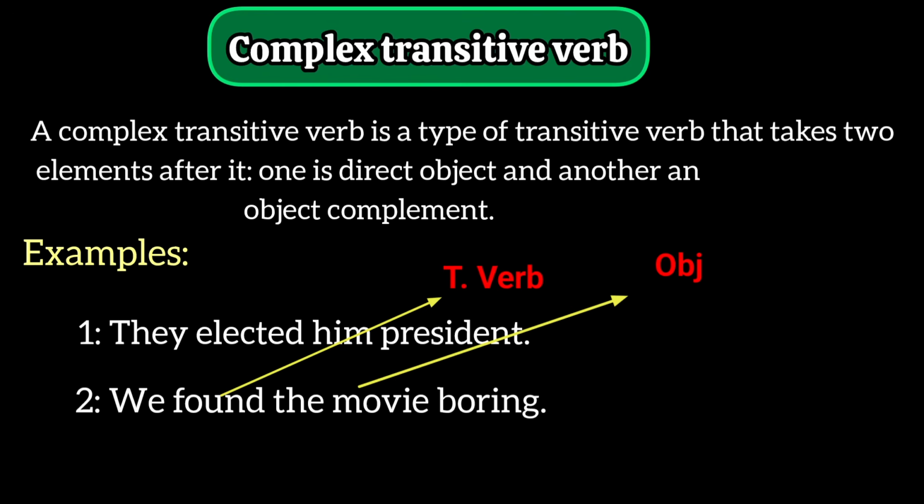However, the sentence also includes boring as an object complement, which describes how the subject, we, perceive the direct object, the movie. This complement adds necessary meaning by describing the state or quality of the object as judged by the subject. Without the complement, the sentence we found the movie feels incomplete or vague. Therefore, found is complex transitive because it links the subject to a direct object and a descriptive complement, which together convey a complete and meaningful idea.